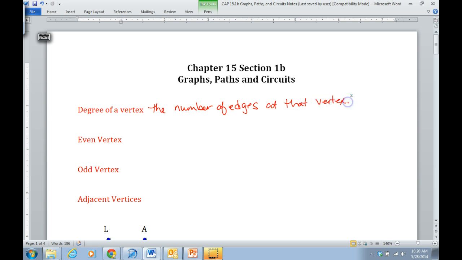Okay, one thing you guys need to know is that a loop is considered 2 degrees because it goes out of the vertex and back into the vertex. So write that down somewhere. Okay. An even vertex is a vertex with an even number of edges attached to it.